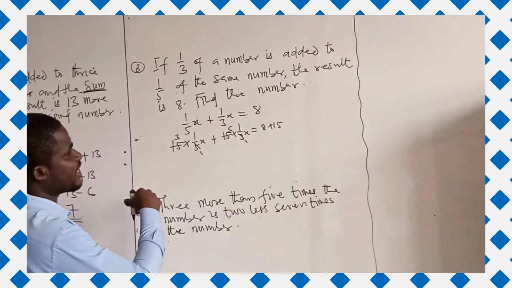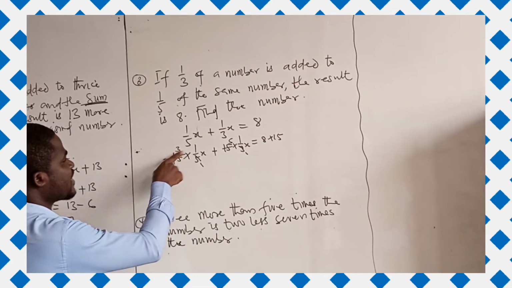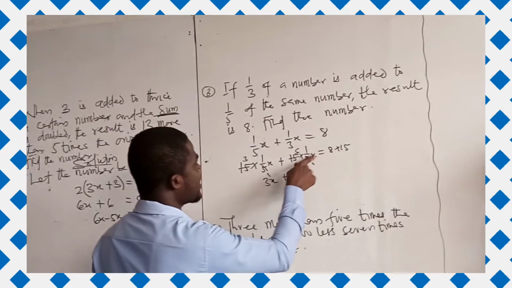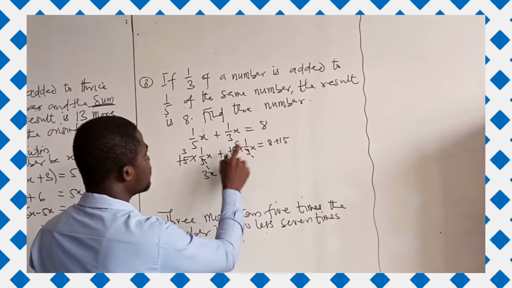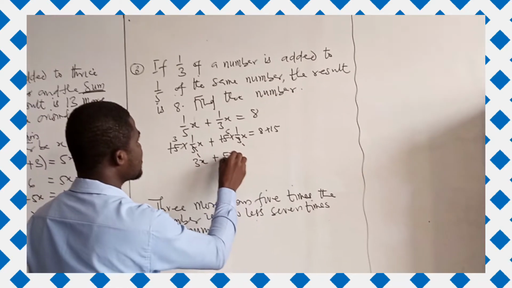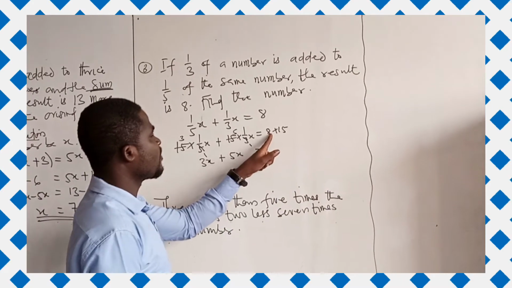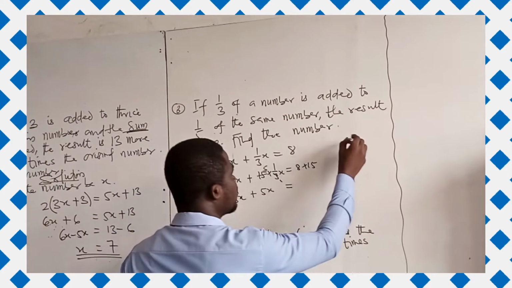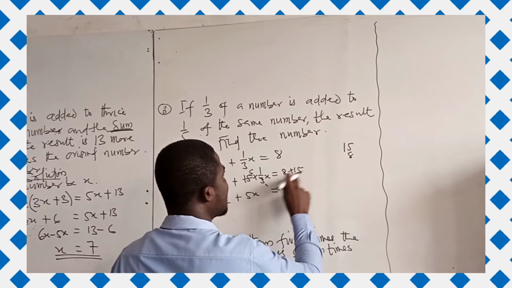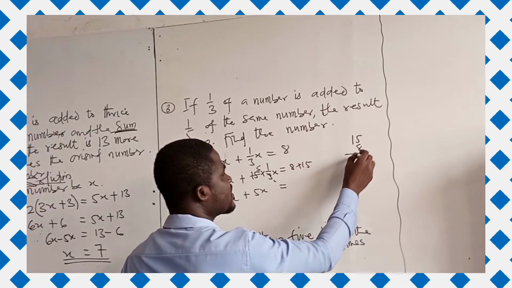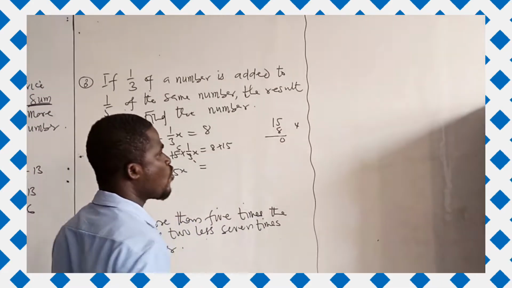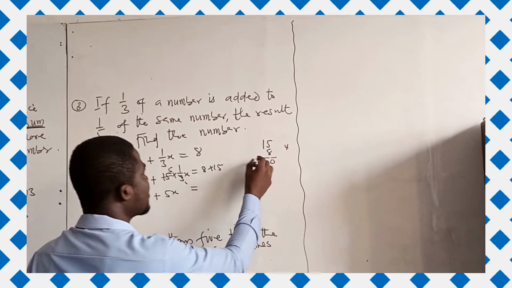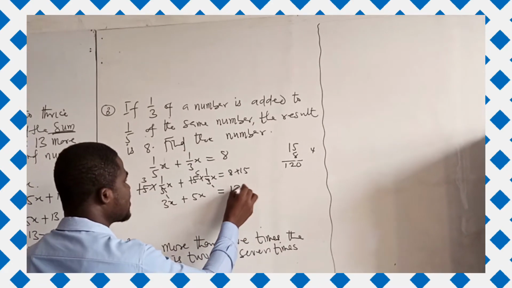Now let's write everything again. So we are going to have 3 times X, which will give us 3X, plus 5 times X, which will give us 5X, equals 15 times 8. 8 times 5 is 40, so 0 here, carry 4. Now 8 times 1 is 8, plus 4 will give us 12. So we are going to have 120.